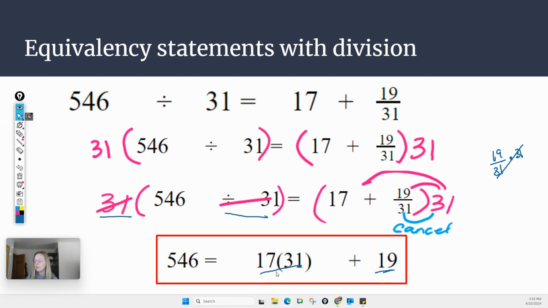So if I were to simplify this right-hand side, guess what I'd get? 546, equivalency statement. I know that 546 is equal to 546. They're the same number. So that is a great way to check whether or not our division has been done correctly. We're going to flip it and reverse it. We divided, so now we're going to multiply to make sure that we have the correct response.